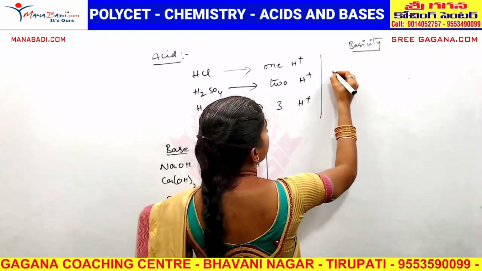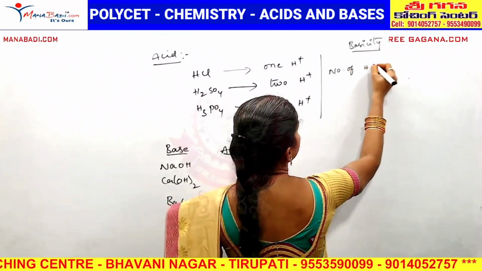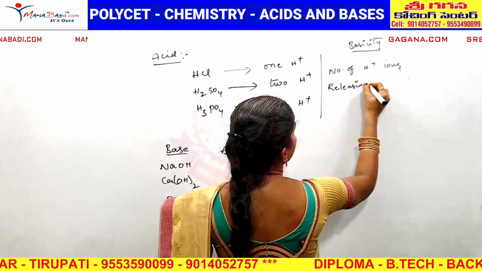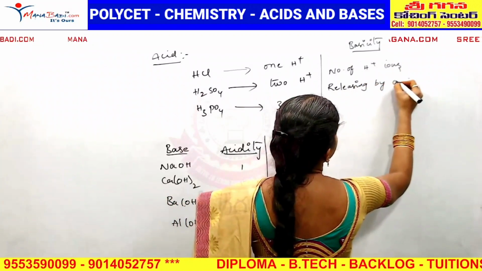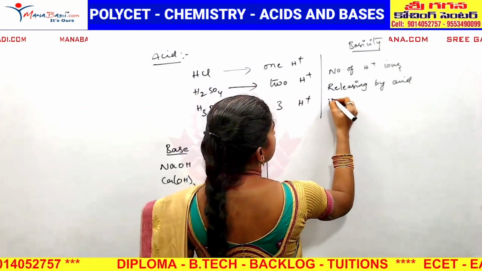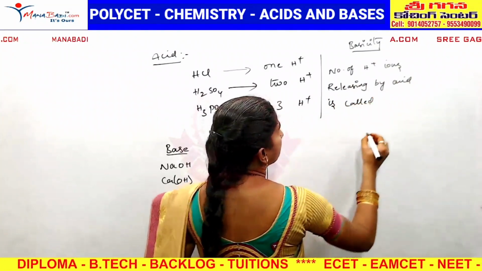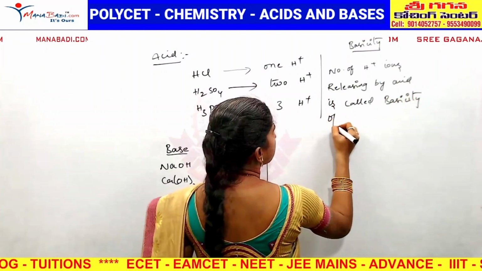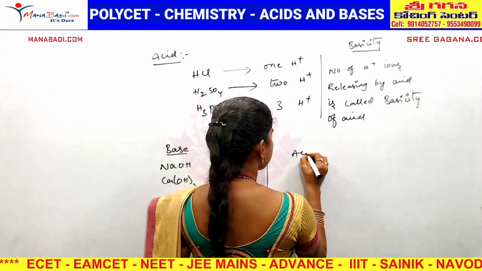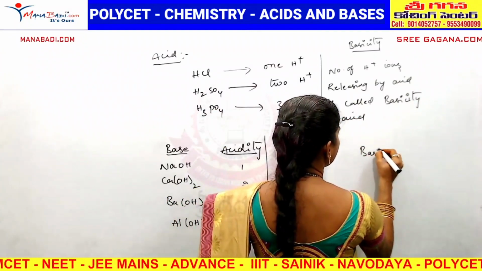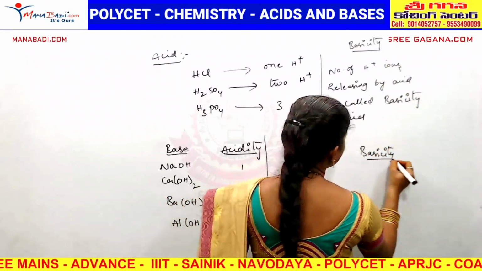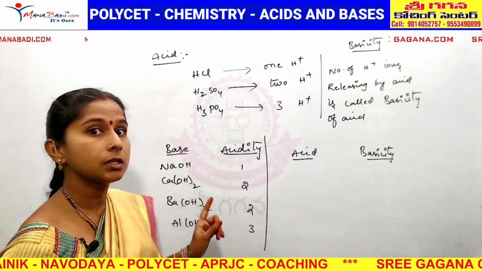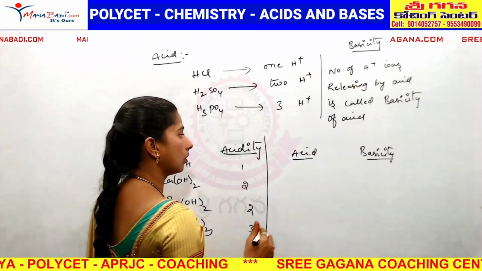So the number of H plus ions released by an acid is called basicity. Basicity definition: the number of H plus ions released by an acid is called the basicity of the acid. For example, acid and its basicity. So many examples are there for acids. Bases can release all their OH minus ions, but acids are not like that.